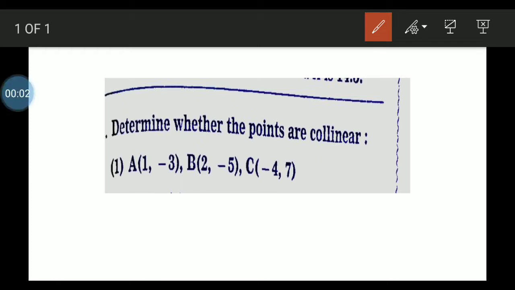Okay students, in the previous part we have seen how to find the distance between two points. Now in this lecture we will see how to determine whether points are collinear or not. Here I have stuck one picture from your textbook. Now, how to solve this? What is the solution of this?